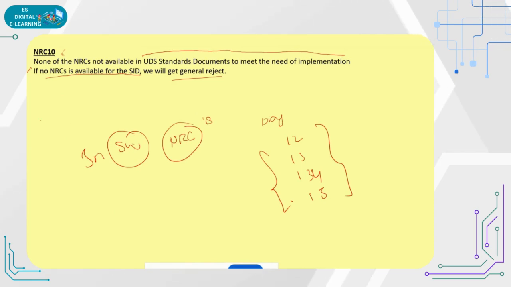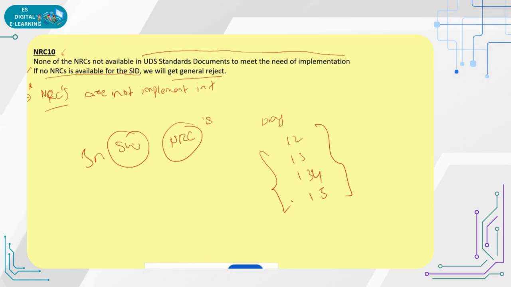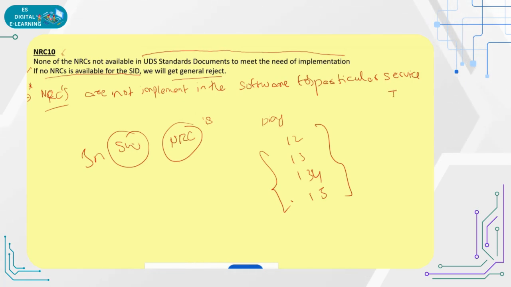You can write down another star point: NRCs are not implemented in the software for a particular service ID, then we will get general reject.